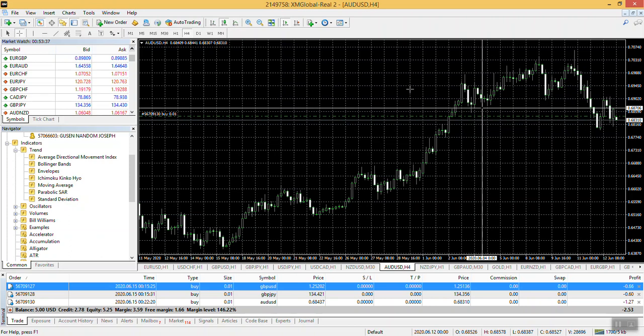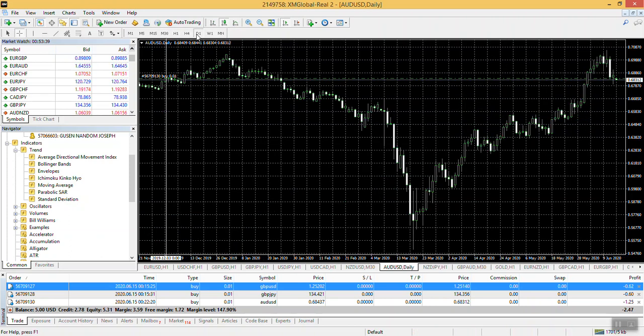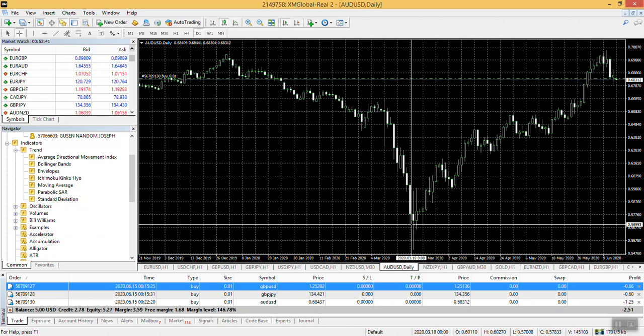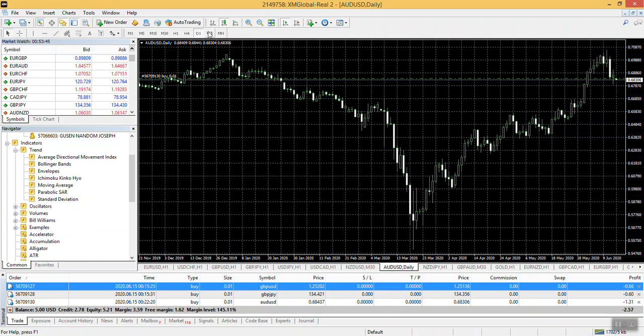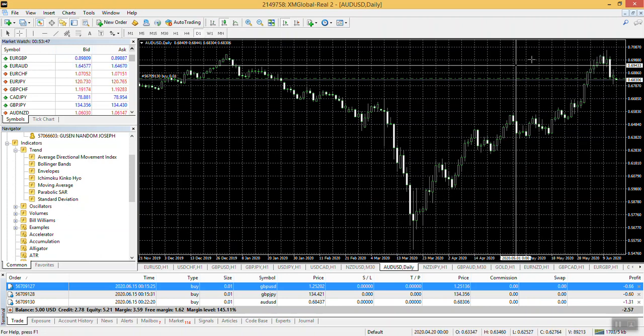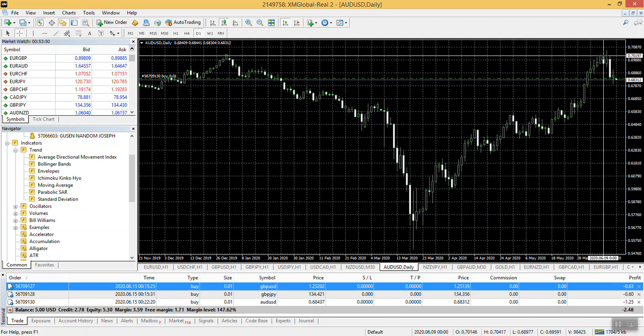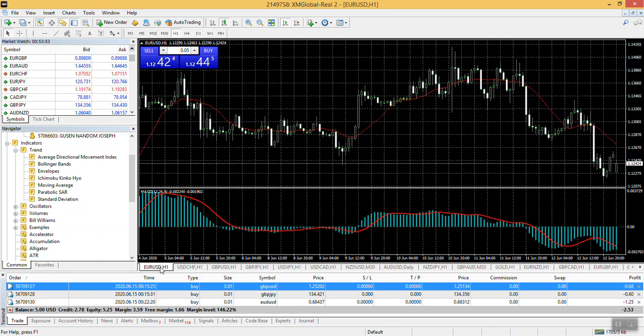So this is a trend. Okay, this is the daily trend. You see here, for many days it has been trending upward. Look at the slope. Then the trend seemed to have ended here and it started going down. Look at it. So let's look at Euro USD.